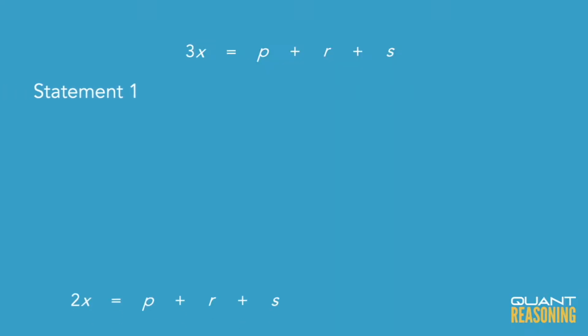We had inferred from the free info that 3x is equal to p plus r plus s, but statement 1 tells us that actually 2x is equal to p plus r plus s. And we know that the statements are not allowed to lie. And we also know that the free info is not allowed to lie. So how do we make sense of this? How could it be possible that 2x and 3x are each equal to the same thing?